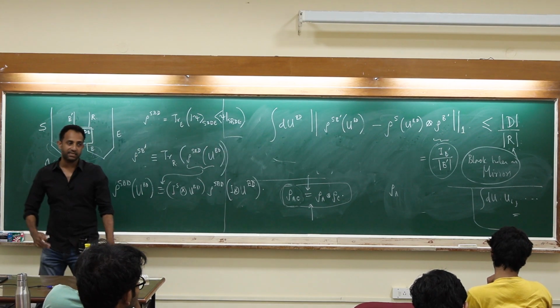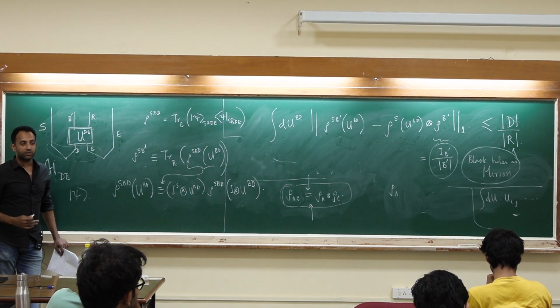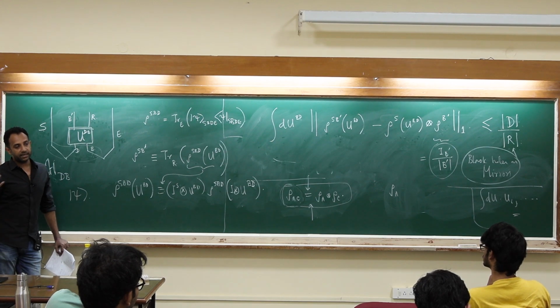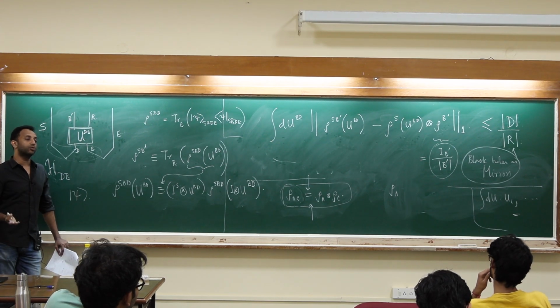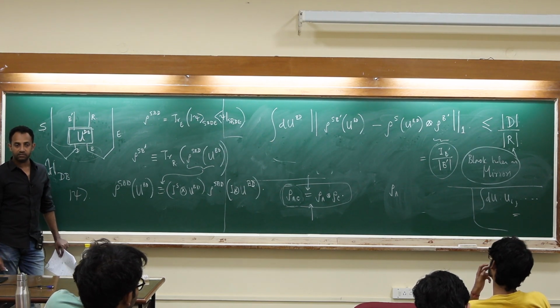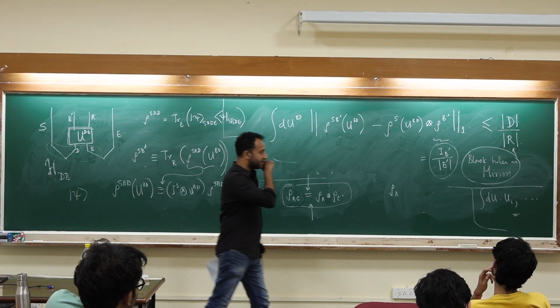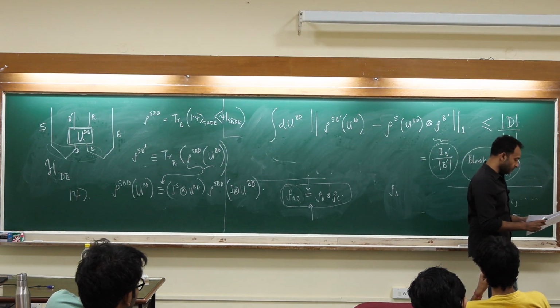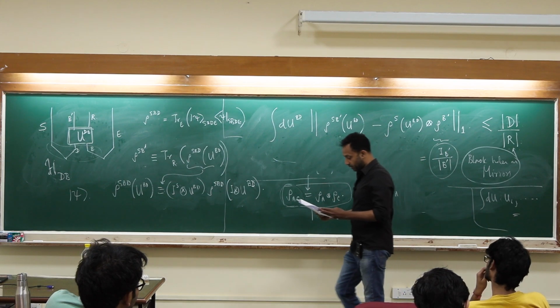So you do the square, replace it using what is called Jensen's inequality, convert it into an L2 norm, and then explicitly do the integral. That's what we did in the case of Page's theorem, and it's the same thing that one can do here as well.